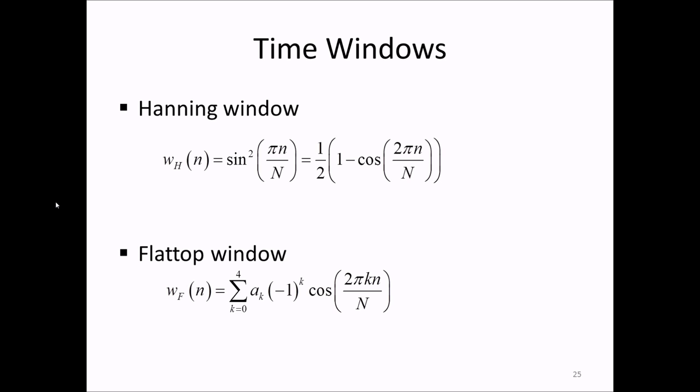Now, there are very many time windows in literature, but two windows are quite enough for vibration analysis purposes. What we typically use for vibration analysis is the standard all-round window, the Hanning window, which is simply a sine squared, or if you want, 1/2 times 1 minus a cosine. The other window we need is a special window useful for periodic signals, which we call the flat top window, which is composed of four different cosines plus a DC value. Now the coefficients for these, the a sub k coefficients here, you can find in the book.